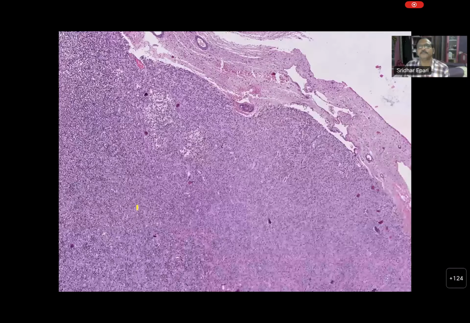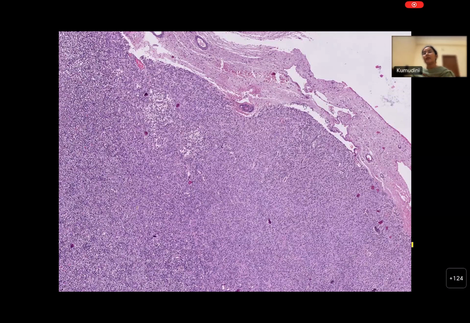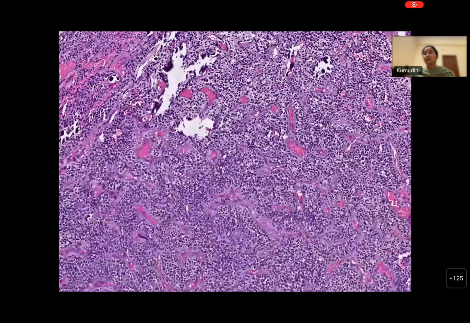Sir, we can see a well-demarcated, highly cellular tumor. It's not leptomeningeal, it's native parenchyma, and a well-demarcated tumor with densely packed tumor cells. The cells are monomorphic with round nuclei, and we can see proliferating branching capillaries, a few showing chicken-wire morphology, and a few foci of microcalcification as well.